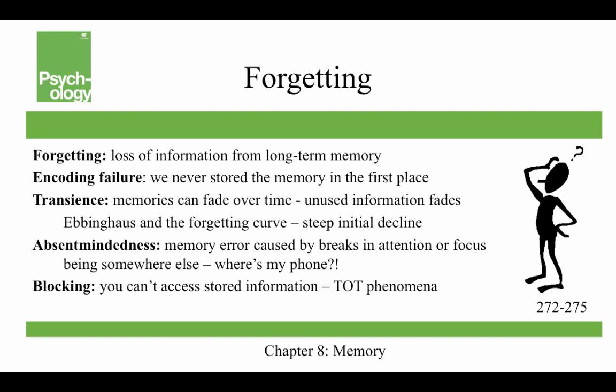So forgetting, that's the loss of information from long-term memory. And why does it occur? Well, it could happen through encoding failure, because we never stored the information in the first place. And so how could we remember it? Transience is that memories can fade over time.